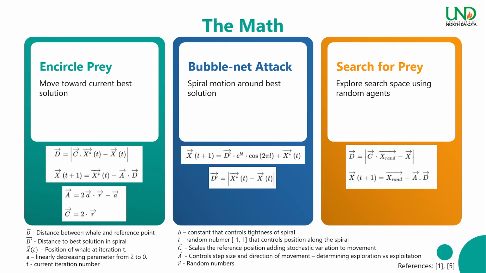Early on, the movement is broader and more exploratory, and then over time it becomes more focused and refining around the best solutions that it's found so far. And what triggers that is this little A vector that is moving from a value of 2 to a value of 0 over the course of the function.